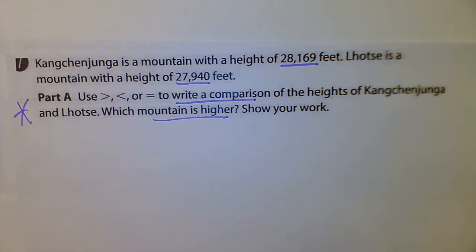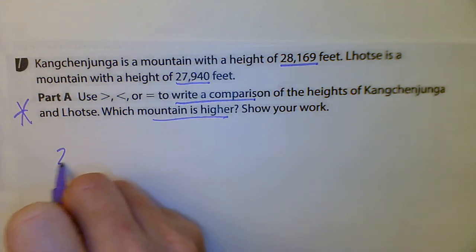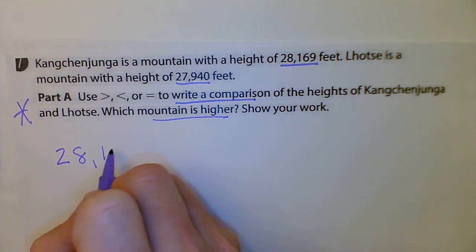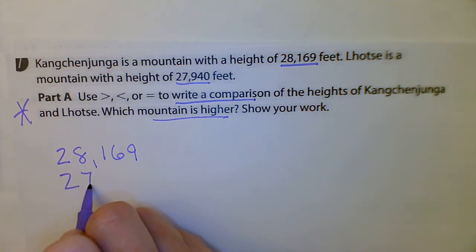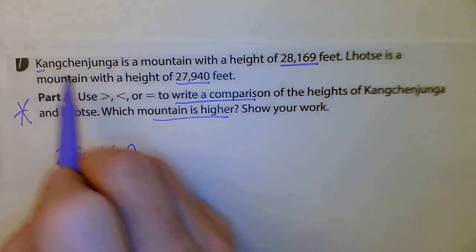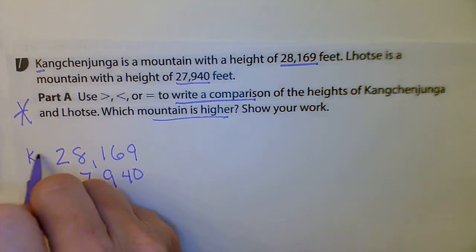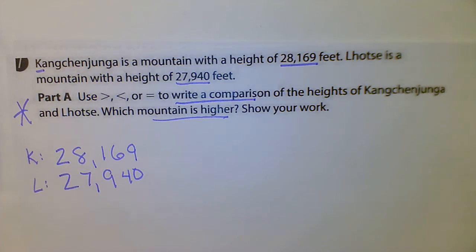Remember, when we compare 2 numbers, we want to stack them on top of each other. So I'm going to take the first one right there, and I'm going to write it. 28,169, and I'm comparing that to 27,940. And you know what? I also want to keep track. So I have K, and then I have an L for the 2 mountains, because I think that's useful. And now let's take a peek and see what happens.